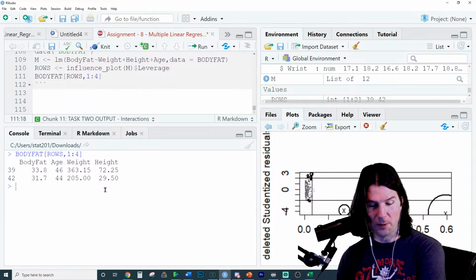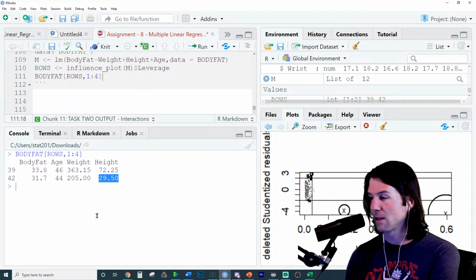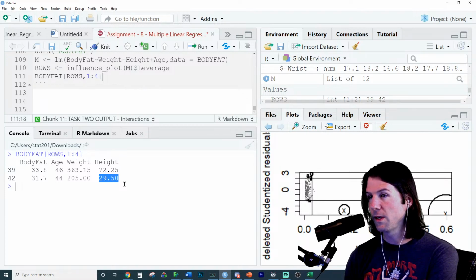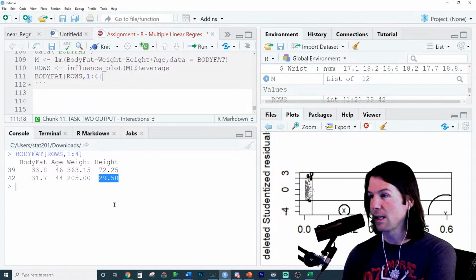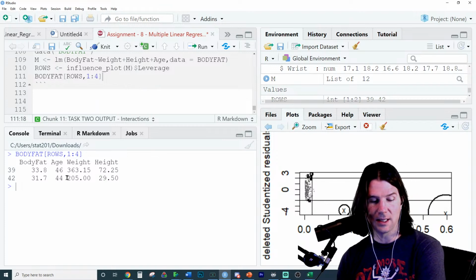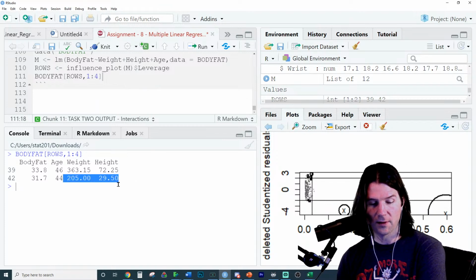So I just want to figure out which one. Oh, well, it's obvious. This person over here is the person who weighs 363, and they have a height of 72. Oh, whoa. Maybe not. This person has a height of 29. That's probably a data misentry. This person reported a height of 29 inches and a weight. I seriously think that's got to be a data misentry. That's got to be like 69.5 or 59.5. Probably 69.5 considering they're 205. But they reported they're 29 inches tall.